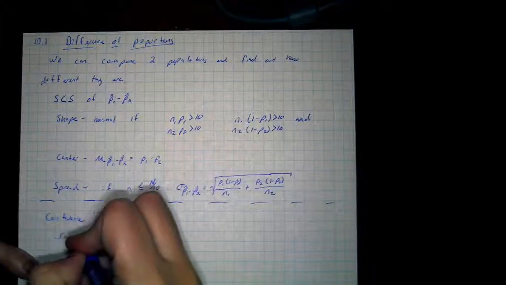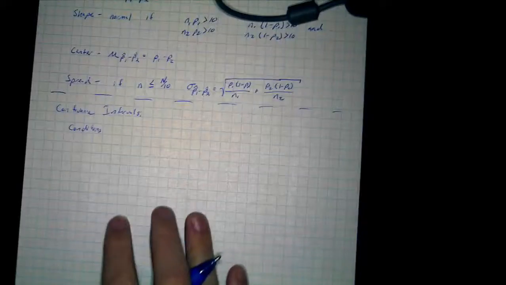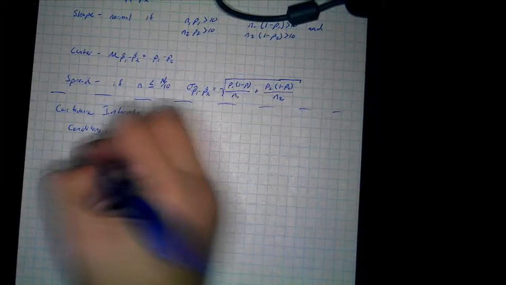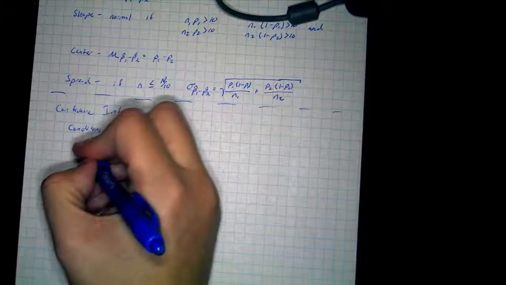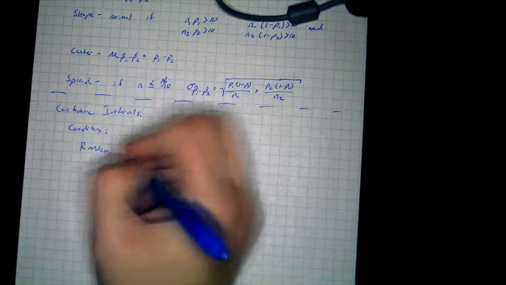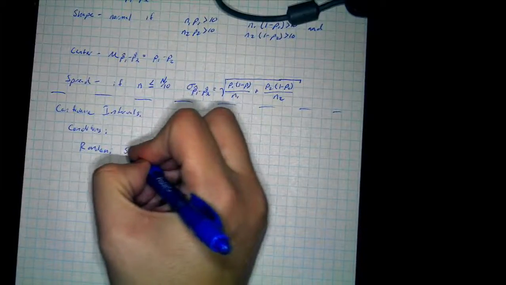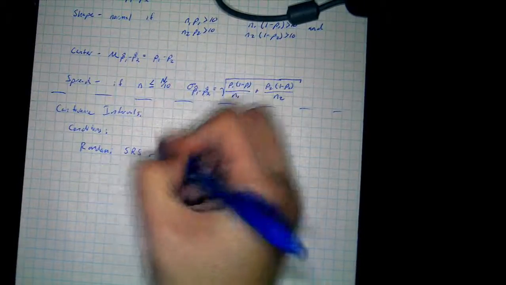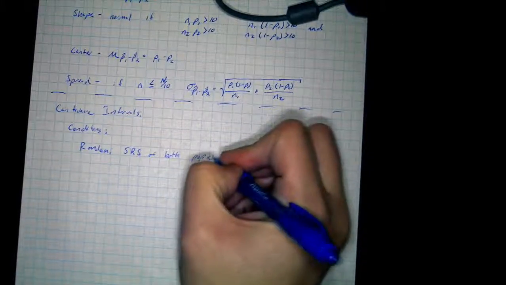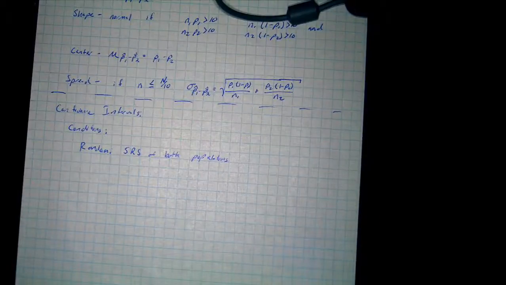Let's do our conditions. So like when we do our plan, what are our conditions? Random. So for random, we're going to take an SRS of both populations. Which totally makes sense. You can't be biased on one and not biased on the other and expect it to be a good result.